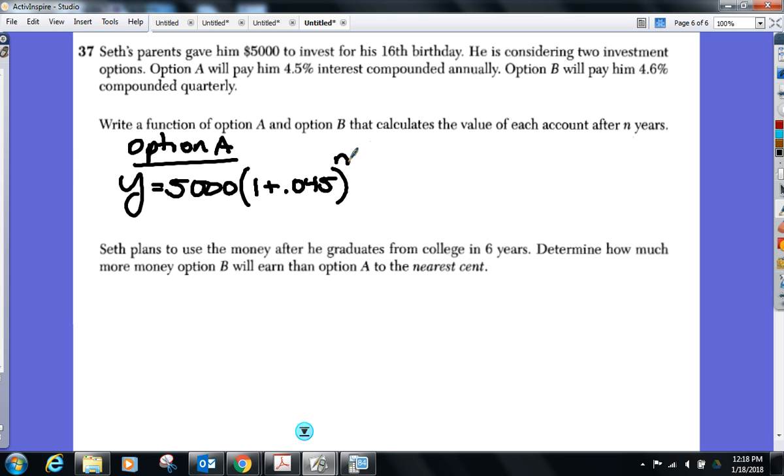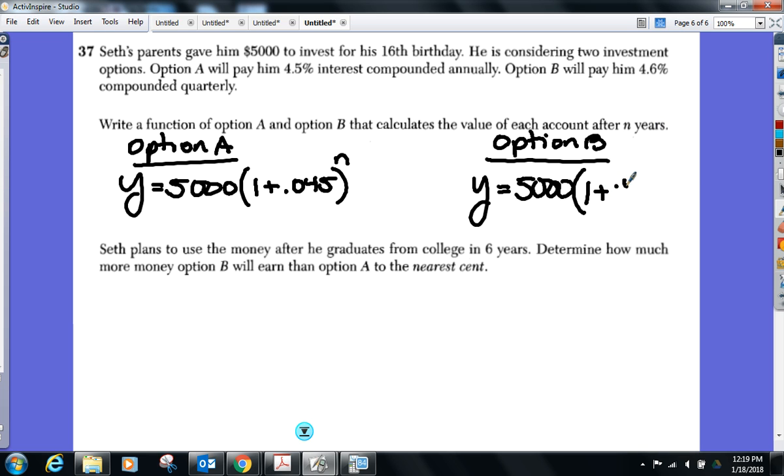No issues yet. Option B, we're going to run into a problem. I don't know if you see the wording here. So option B, still starting at 5,000, 1 plus the rate. Now the rate changes to 4.6. Not a big deal. But here's the catch. Notice the wording: compounded quarterly. Well, option A was compounded annually. Anybody know what annually means? 1 year. So I didn't need to worry about anything here.